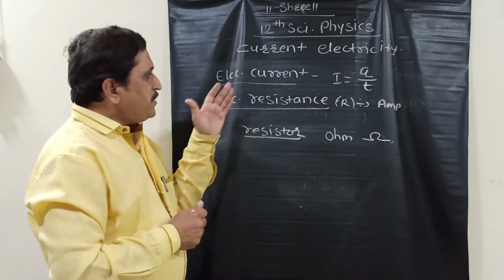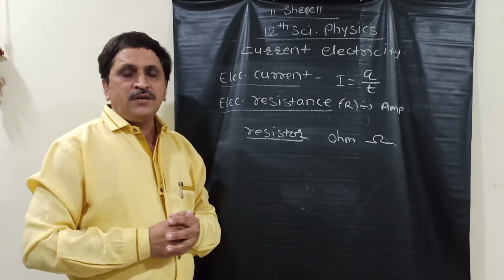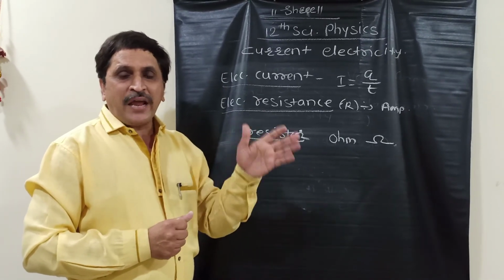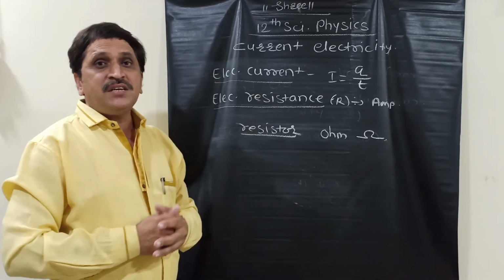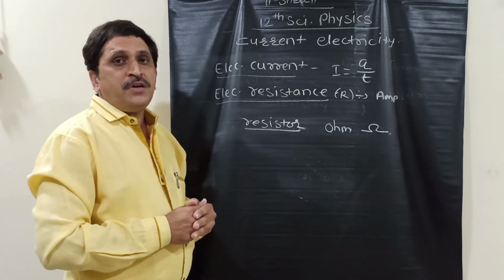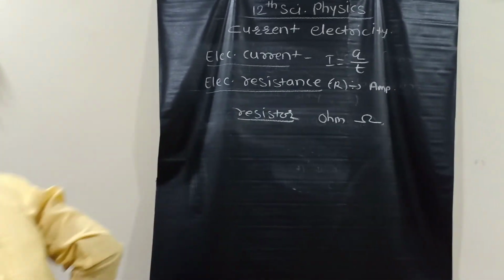That means from that we can say that we can pass electric current through the conductor only when we apply the potential difference across the conductor. These are some basic terms. These terms should be known to us when we are going to learn about this chapter.